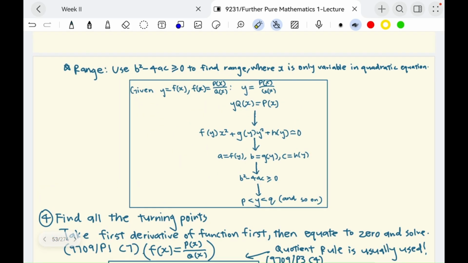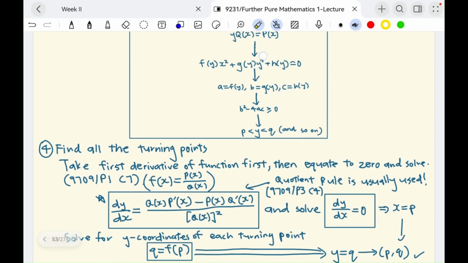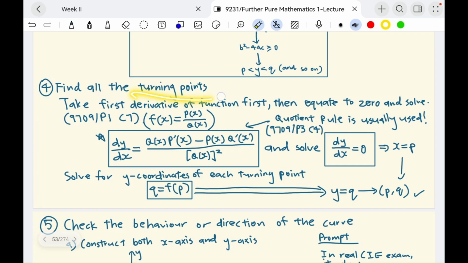Oh yeah, x is the only variable in the quadratic equation, so it is dependent on... you have to take y instead of x. And then you take the discriminant and solve for the range of y. Okay? And the fourth thing is you have to find all the turning points.